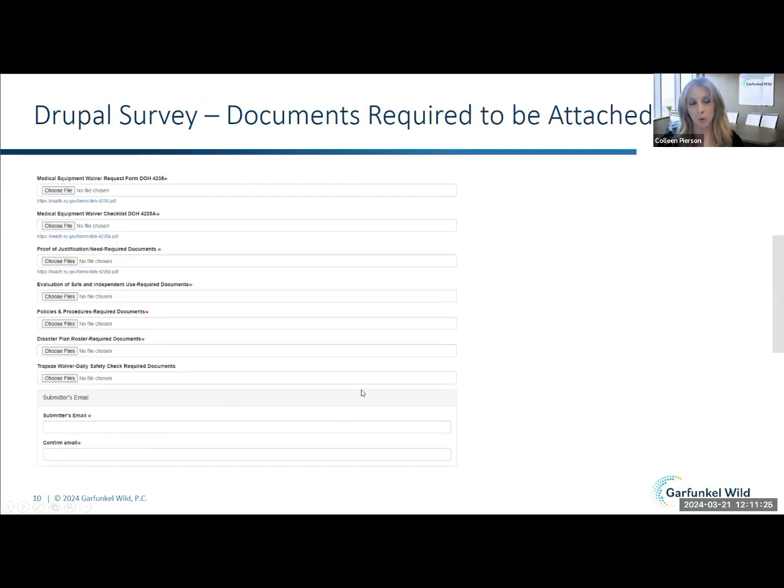As I mentioned before, there is still documentation that needs to be attached to the fillable form that you're going to fill out. So this is what it looks like. You upload the files here, and I will go through the different types of documentation that is required in a few slides.